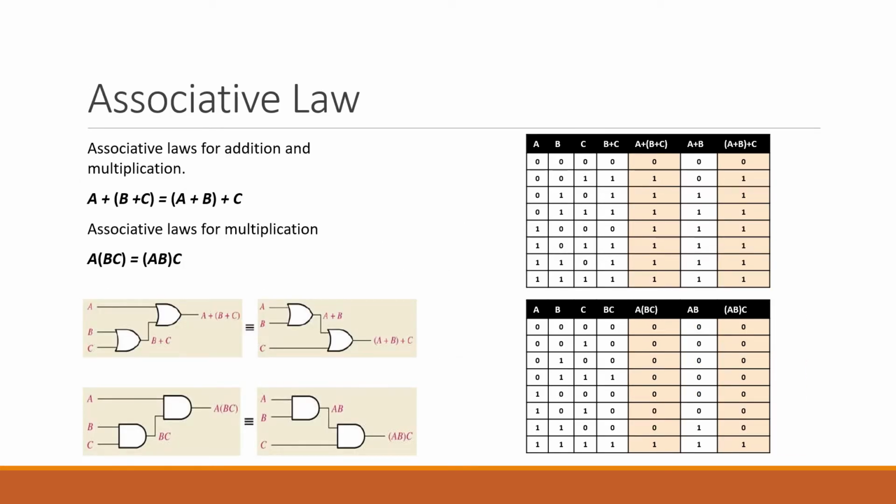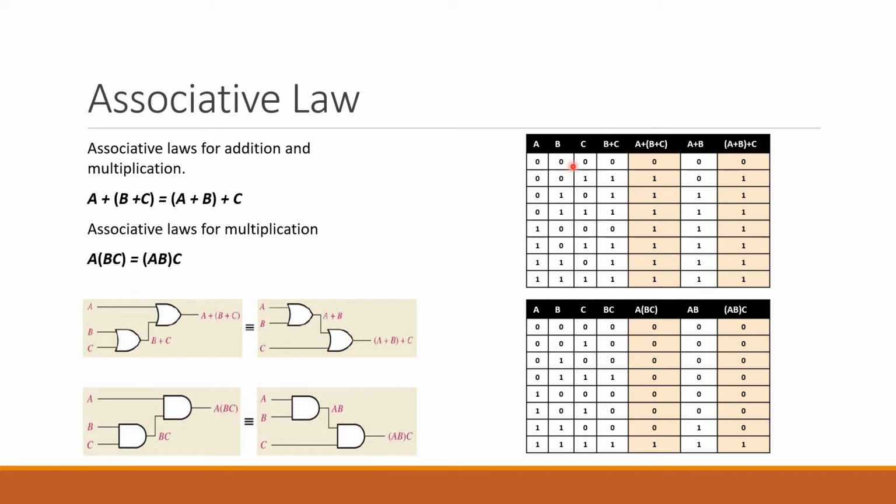Next one is associative law. Associative law for addition is a plus open bracket b plus c close bracket equal to open bracket a plus b close bracket plus c. Associative law for multiplication is a open bracket bc close bracket equal to open bracket ab close bracket c. This is the logic diagram for the addition and this is the logic diagram for the multiplication. For addition we are using OR gate and for multiplication we are using AND gate. This is the truth table for the addition law and this is the truth table for the multiplication law.